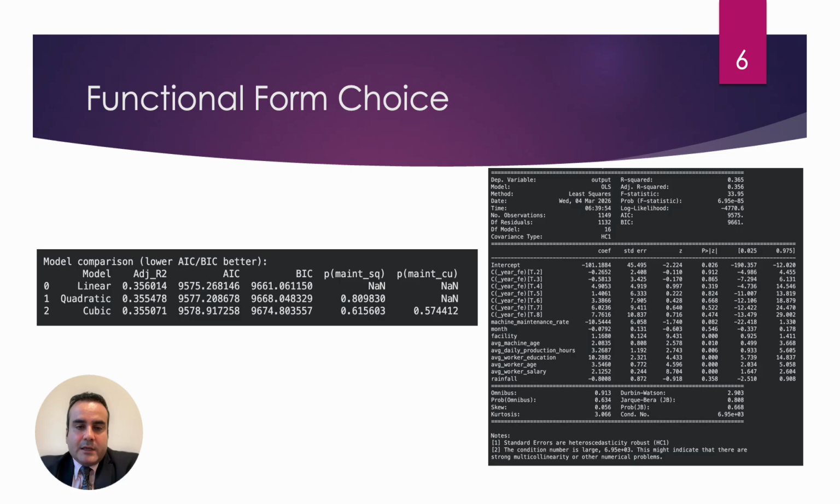Before estimating the final model, I tested whether the relationship between maintenance and output is linear or nonlinear. A quadratic specification, for example, was estimated to check for diminishing or increasing returns to maintenance. However, the squared maintenance term was not statistically significant and the model fit did not improve. Therefore, the linear specification was selected as the preferred functional form. The model estimation results for the linear specification are shown in this slide.